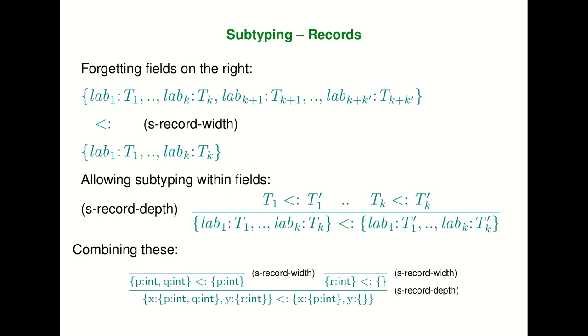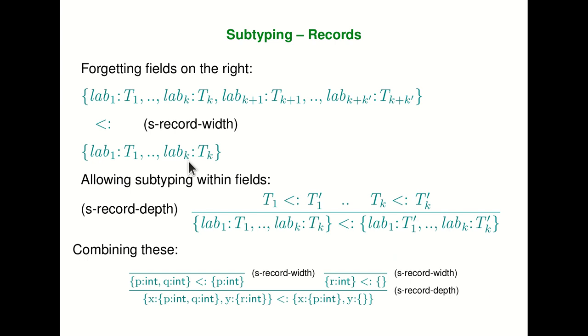Okay, but now that we have the basic properties formalized as rules, how can we actually talk about subtyping for records? There are actually several ways of doing this. The first form of subtyping you might think of is what's called width subtyping. It says that going from one type to another, we should be able to forget some of the fields. So if we have a record with fields label 1 t1 to label k tk and label k plus 1 to label k plus k prime, we should be allowed to drop some of these labels so that we only keep the first k labels. This is called the width subtyping rule. It lets you drop some of the fields from a record type.